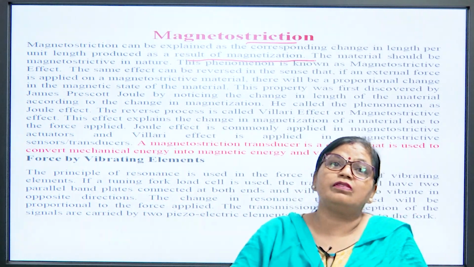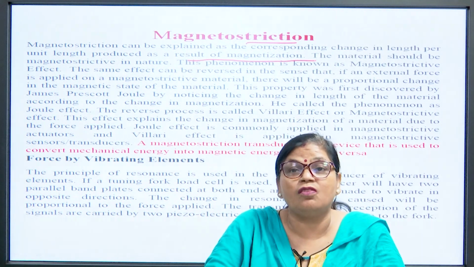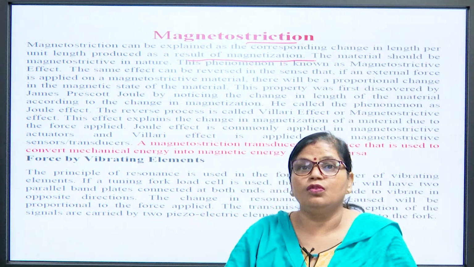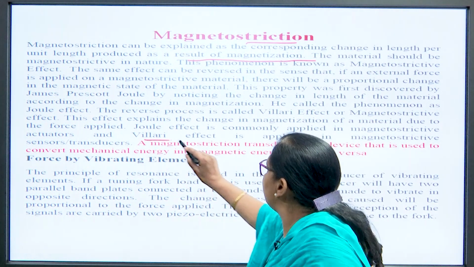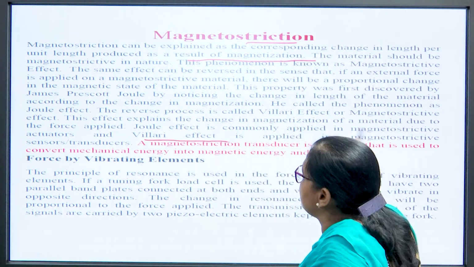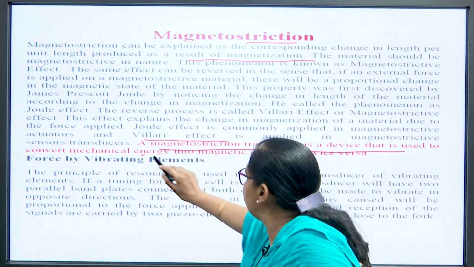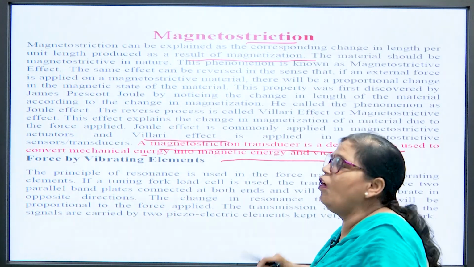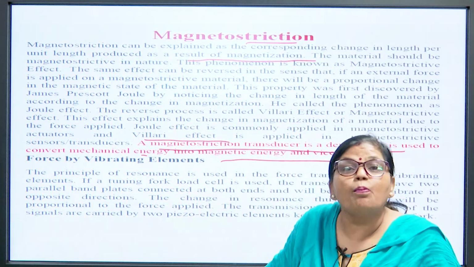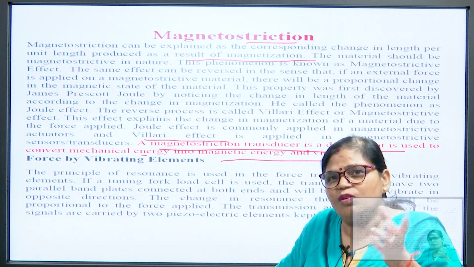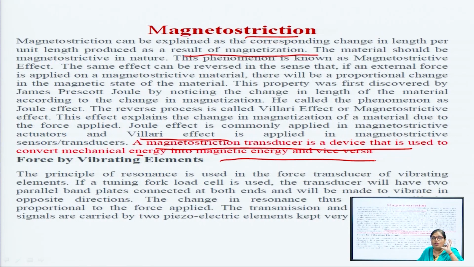The Villari effect of magnetism explains the change in magnetization of a material due to the force applied. This is the Villari effect applied in the magnetostrictive sense: a magnetostrictive transducer is a device that converts mechanical energy into magnetic energy, or magnetic energy into mechanical energy. It works vice versa. It is almost like the Hall effect. If you recall the Hall effect, it is not used for force measurement, but here we consider it as a force measurement. So this is the main property we call the Villari effect.